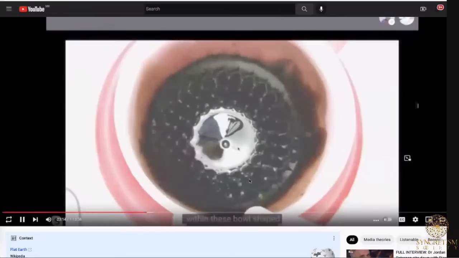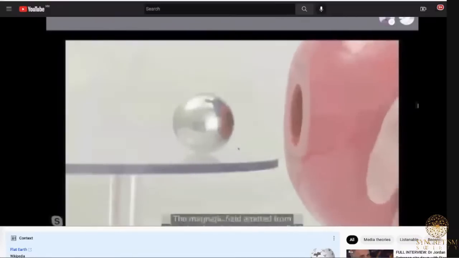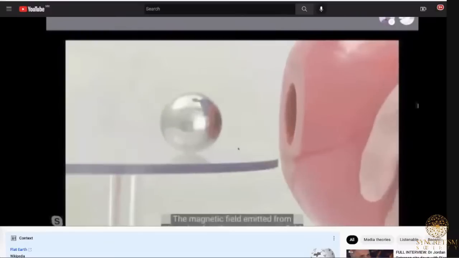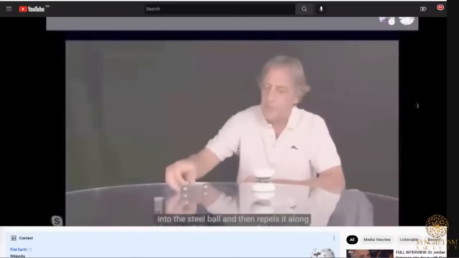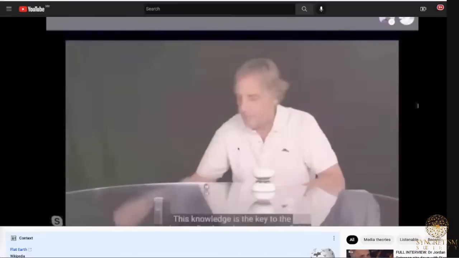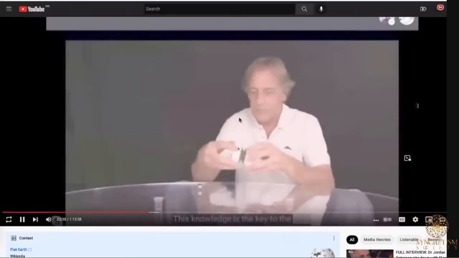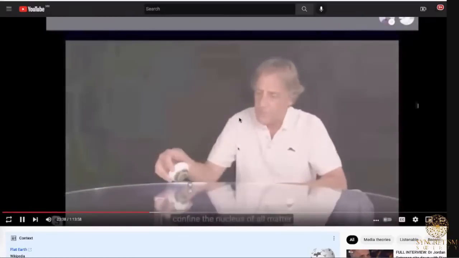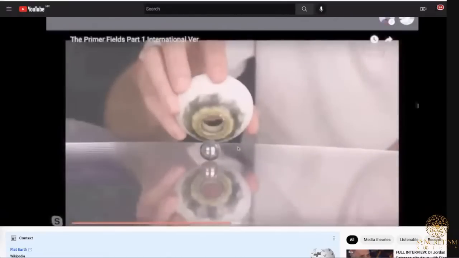Then, for the very first time, it's now possible to actually repel non-magnetized steel balls with a static magnetic field. The magnetic field emitted from these bolts induces the magnetic field into the steel ball and then repels it along the axis of these magnetic field emitters. This knowledge is the key to understanding how these magnetic fields confine the nucleus of all matter, from electrons to galaxies. Electrons, atoms, to galaxies.